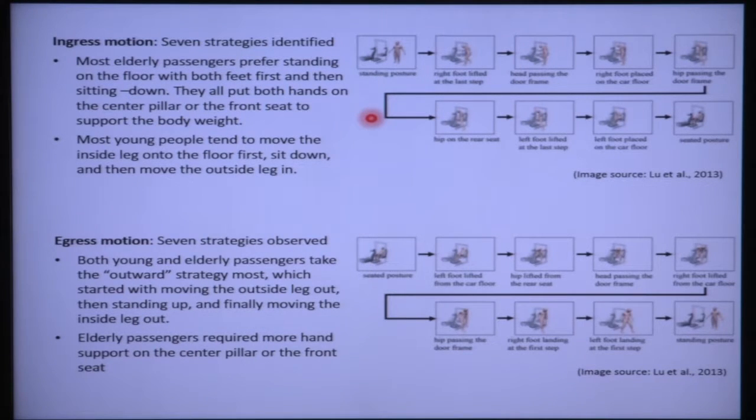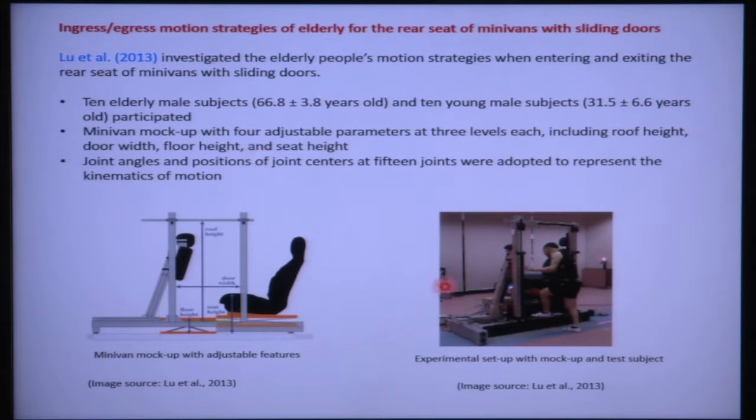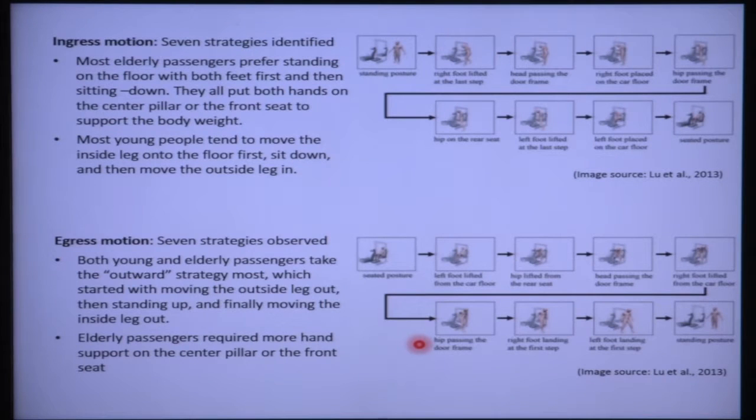So, this is from their study, Liu et al. They actually demonstrated that the motion strategy for going in or coming out of the vehicle is different not only for different individuals, there are also different types of strategy, and the strategy adopted by older people or elderly people is different from that of young adults.